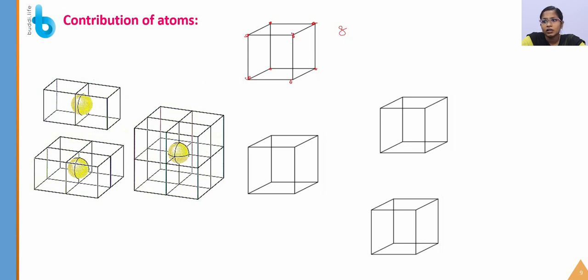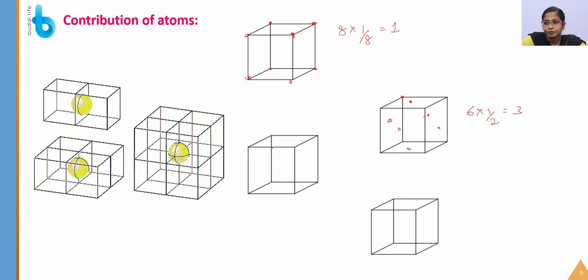Each corner is being shared by 8 unit cells, so the contribution of that position is 1 by 8. So the contribution of atoms in the corner position is 1 in the primitive unit cell. And then the face centered unit cell. Totally 6 faces are there in a unit cell: 1, 2, 3, 4, 5 and 6. So totally 6 face centered atoms are there. Each face is being shared by 2 unit cells, so the contribution is 1 by 2. So the contribution of atoms is 3.